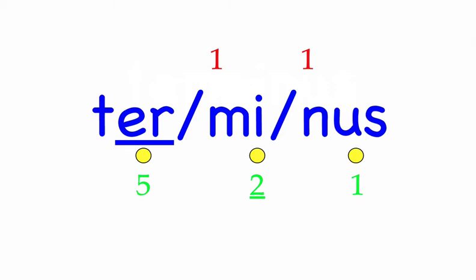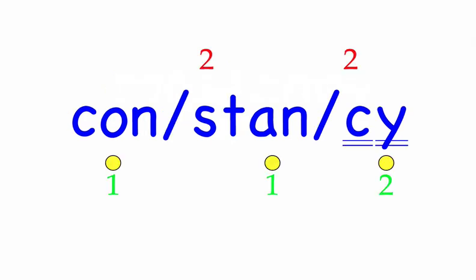Row 4. Constancy. He acts with great constancy. Con has 3 sounds, k, a, n. Stan, 4 sounds, s, t, a, n. C, 2 sounds, s, e. Con, stan, c. Mark the word.